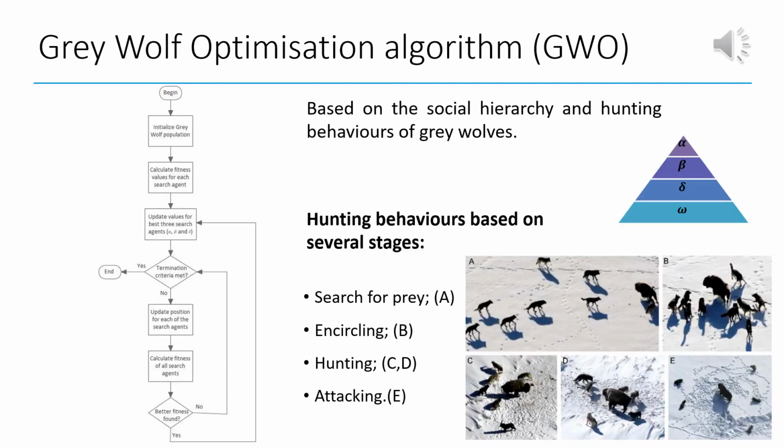The gray wolf optimization algorithm is based on the social hierarchy and hunting behavior of gray wolves. In the social hierarchy, we have alphas, betas, deltas, and omegas. The hunting behaviors are divided into 4 phases: search for prey, surround, hunt, and attack. This flowchart represents the operation of this algorithm.